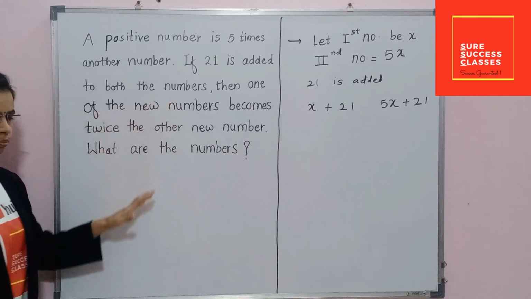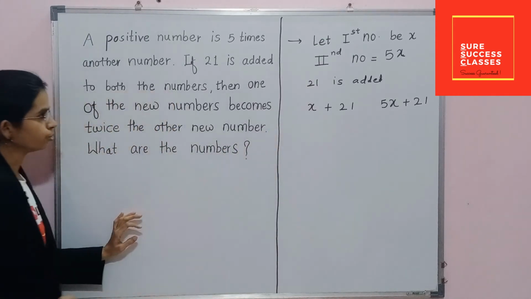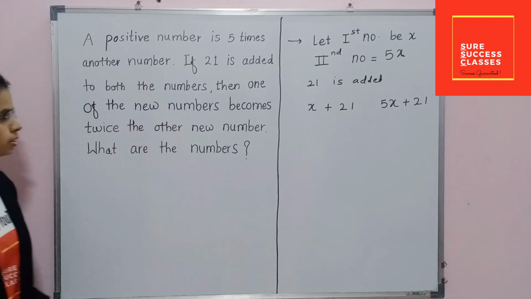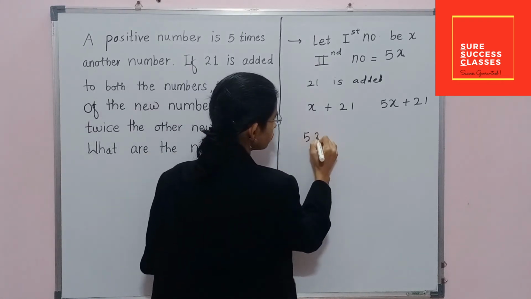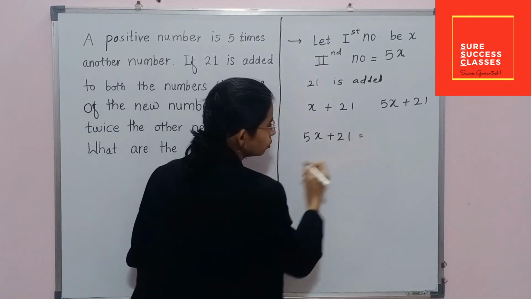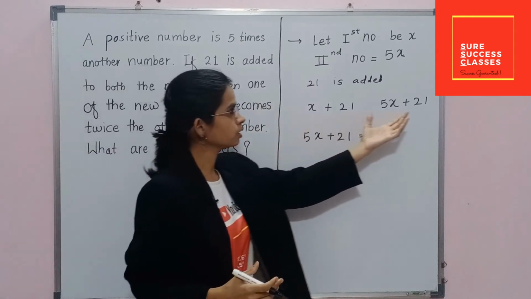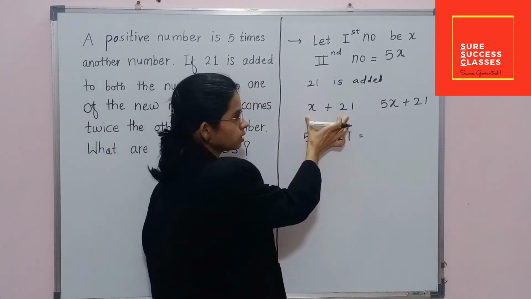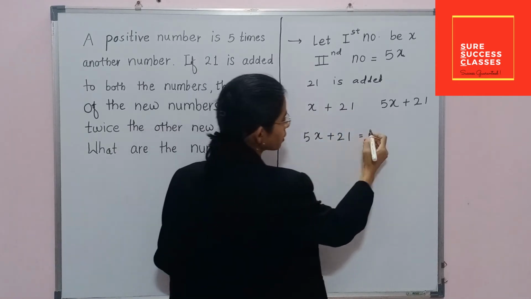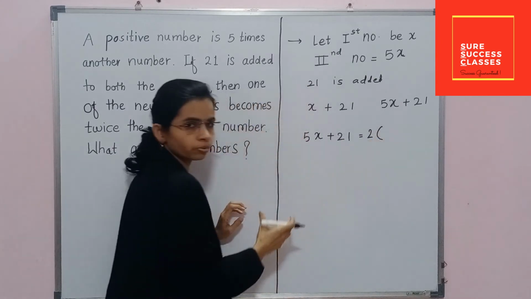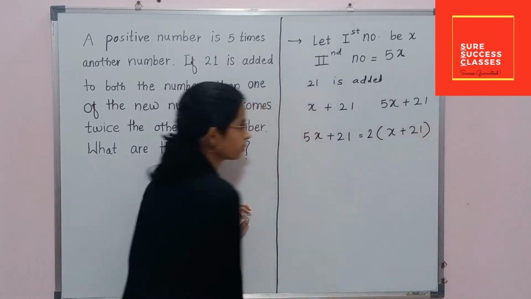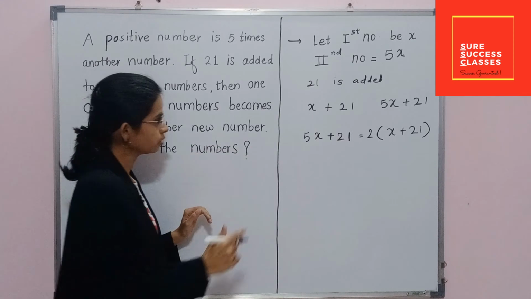Then one of the new numbers becomes twice the other new number. Means if we take this 5x plus 20 is equal to twice. If we think of these numbers, then this is the smallest number and this will be the greater number. So it will be twice of this number, x plus 21. Here we have got an equation. We will solve it.